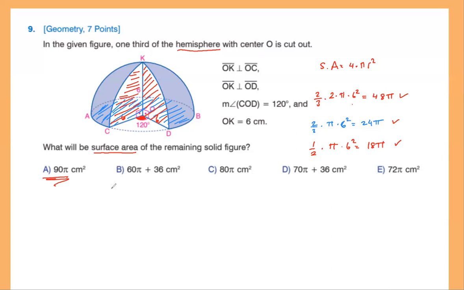So I hope that was clear. We just use the surface area of a sphere, but it was cut somehow. So we just need to consider all the different kinds of faces that are going to be in our new shape. Okay, so that was number 9.